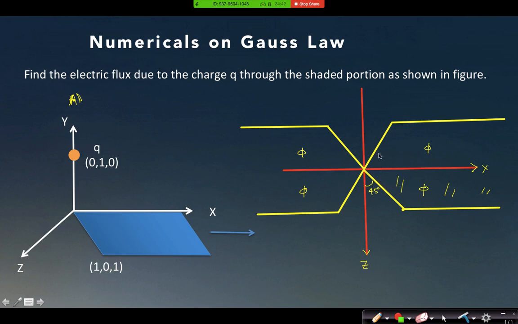But look, if I have to bound this charge q through the similar type of plates, then this part is still unbounded. This part, this triangle and this triangle. Yes or no? Two triangles are still unbounded. So let us assume the flux through this triangle is phi prime, and flux through this triangle is phi prime.